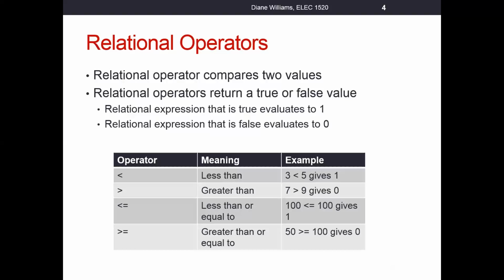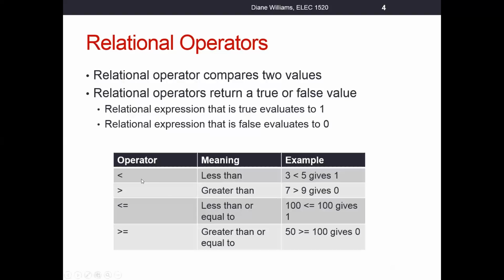We're going to use relational operators for greater than, less than, greater than or equal to, less than or equal to. Remember, relational operators strictly compare two values. They'll result in an expression that is a value of 1 for true. So true expressions evaluate to the number 1, as shown here. False expressions evaluate to the number 0.